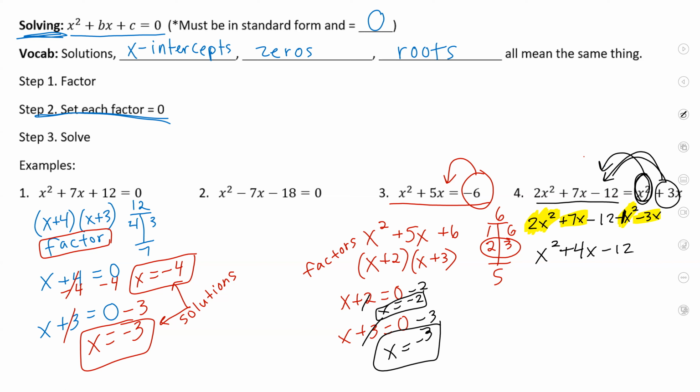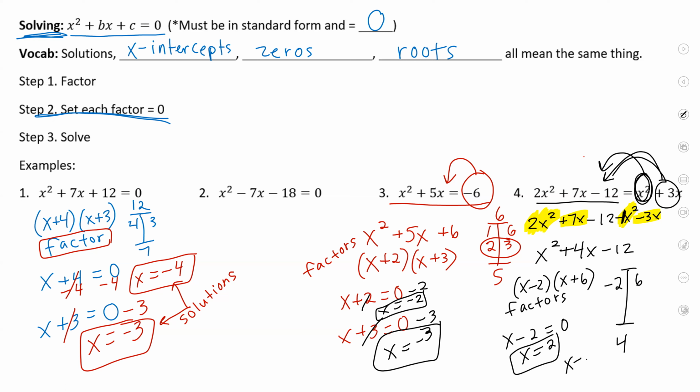And now you just continue. Find two numbers that would multiply to negative 12, add to 4. What are they? Yep, negative 2 and 6. So those are your factors, x minus 2 and x plus 6. And then set them equal to 0 and solve. So these are your factors. To find the solutions, you'll do x minus 2 equals 0. So that means x is 2 for this one. And then x plus 6 equals 0. That means x is negative 6.